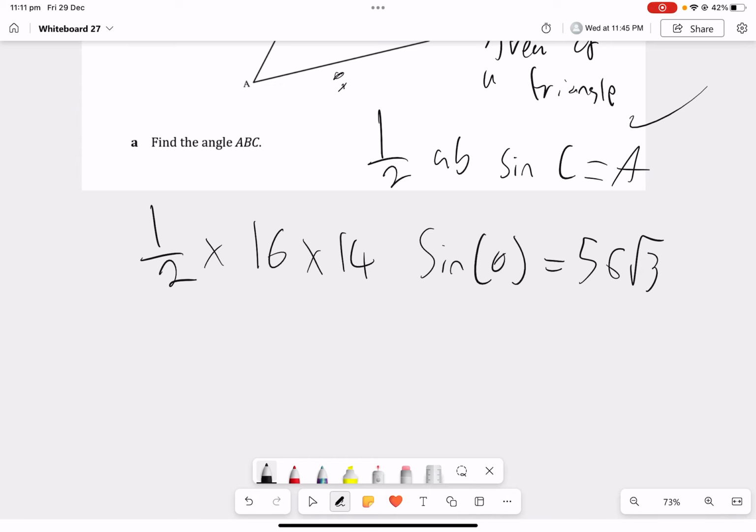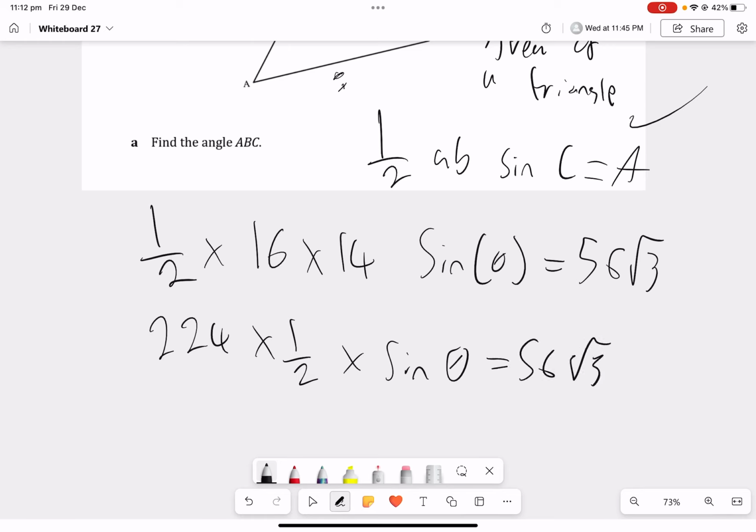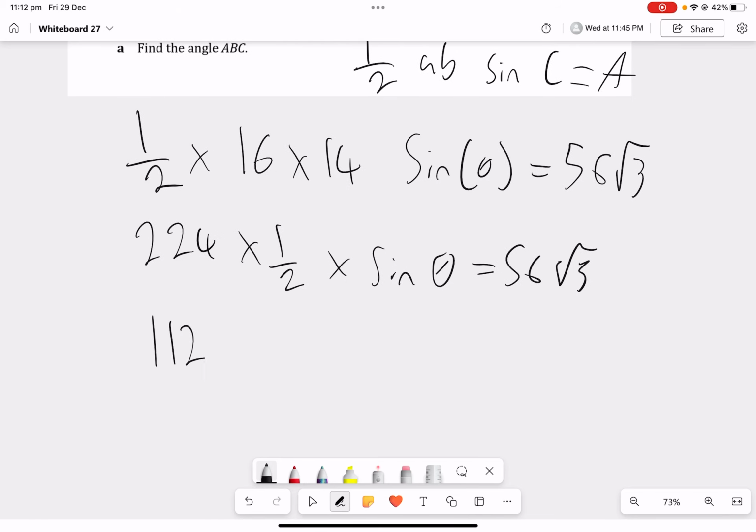I know 16 times 14 is 224. So 224 times a half times sine theta is equal to 56 root 3. 224 times a half is, if I just use a bit of math, 112 times sine theta equals 56 root 3.